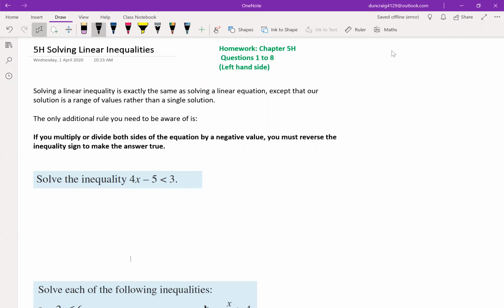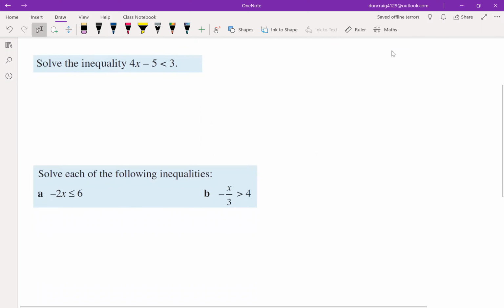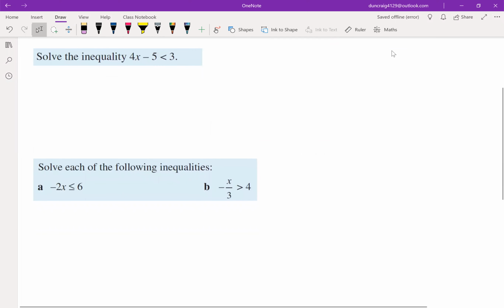And the only additional rule that you need to be aware of is that if you multiply or divide both sides of the equation by a negative value, you must reverse the inequality sign to make the answer true. So let's go through and see how this works. We don't have to really consider that rule in this first example, but we would in the later examples. So in this first one here, we're going to treat it like a normal equation.